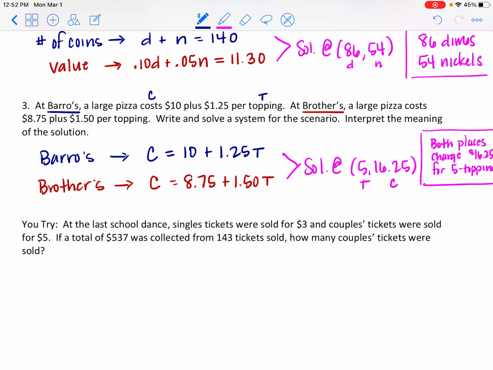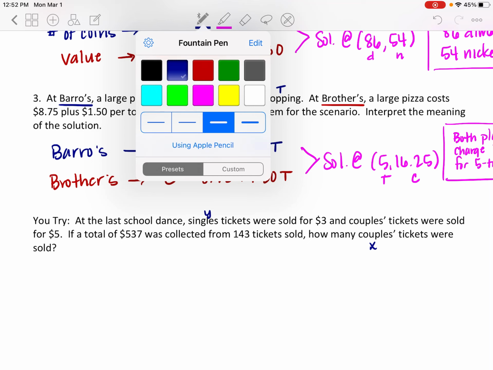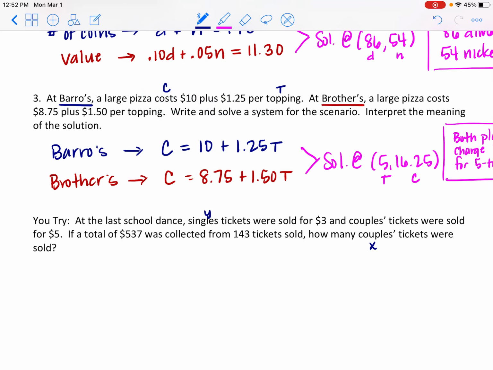So let's call the couples tickets X. Let's call the singles tickets Y. And if you switch the variables, it doesn't matter. Okay? Well, what we need to do is make 2 equations based on the information that they're giving us. So one thing they tell us is that it's $3 for singles, $5 for couples, and a total of $537 collected. So that $3, that $5, that $537, that's putting all the money together.